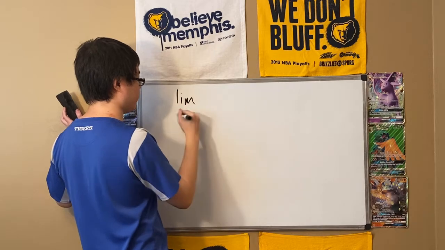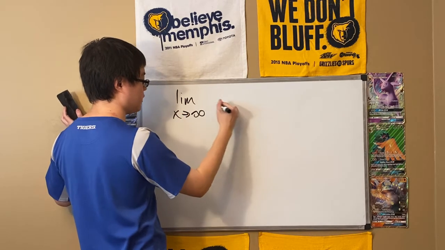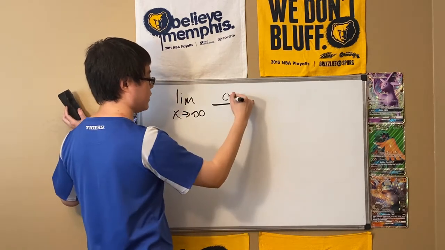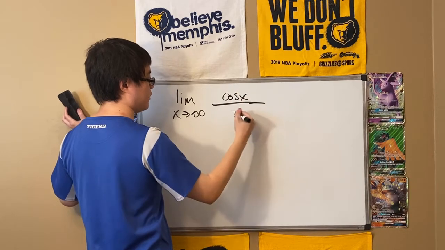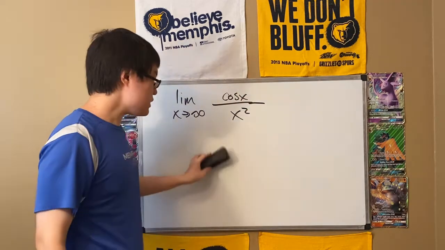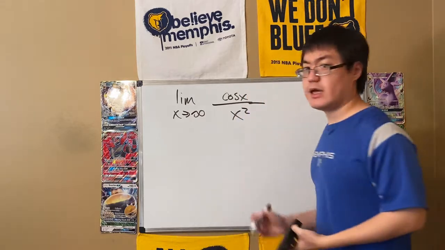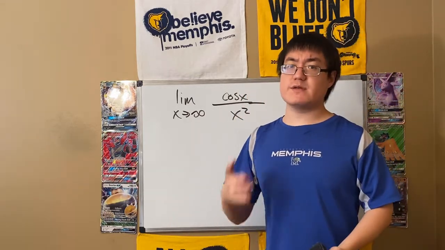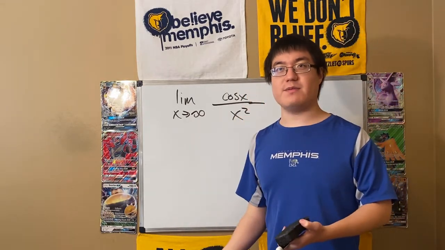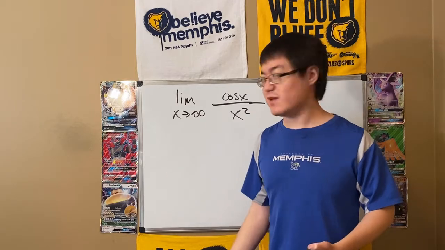Let's get started. So we're going to do the limit as x goes to infinity of, let's say, cosine of x over x squared. So this is my next question. Again, hopefully you've seen our limits involving infinity video. I don't really remember if it comes before this video or after this video.